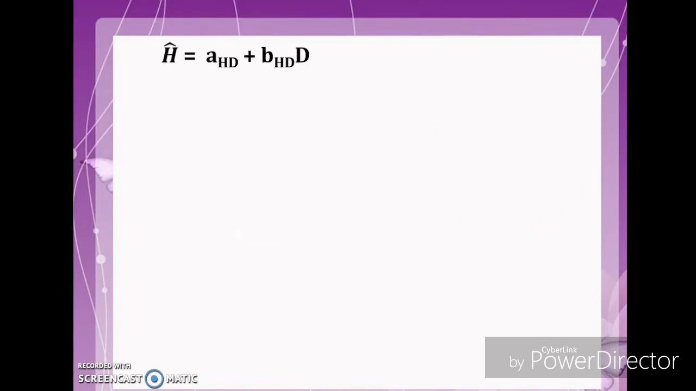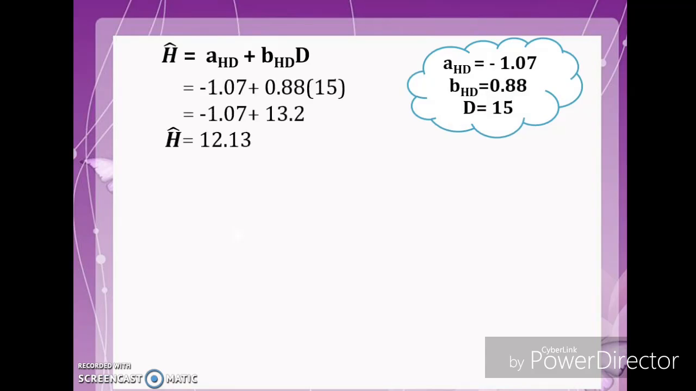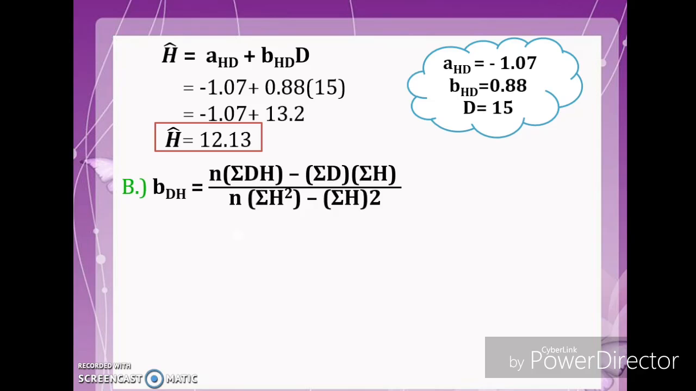So, lastly, para sa letter A, predicting H is equal to A sub HD plus B sub HD times D. So, ayun, i-substitute lang natin yung mga values and then i-solve. So, predicting H is equal to 12.13. Then, next, dito sa B, yung pinipredict naman natin ay days. So, una natin ulit isosolve ang B sub DH.